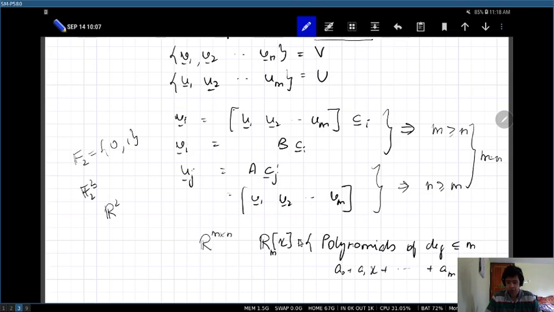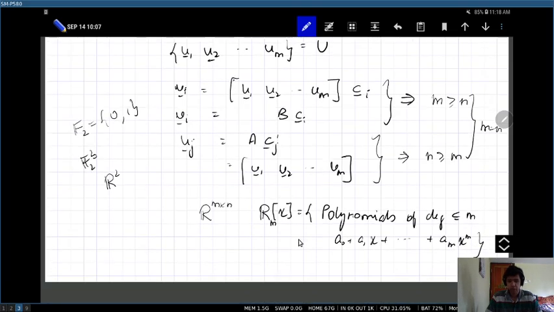And in fact, what is the dimension of Rm of x? Pause the video and think about it. What is the dimension of Rm of x? Right, so the dimension of Rm of x is m plus 1. And this is visually obvious because there are m plus 1 free coefficients and each of these can be independently chosen. So the dimension of Rm of x is m plus 1.